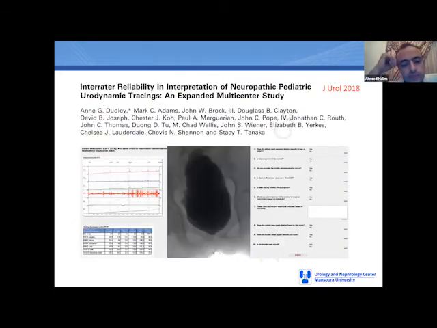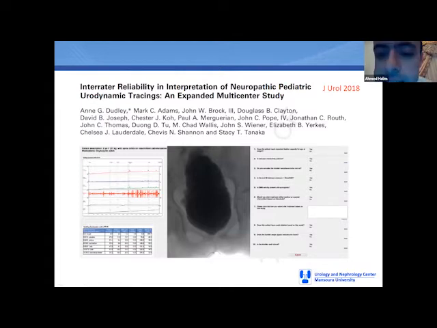This is an interesting study that was published some years ago in the Journal of Urology. Again, this came from the same group, the CDC National Spina Bifida Registry. They sent 20 clinical scenarios of patients with spina bifida, along with the urodynamic tracings and pictures from the video urodynamics, to 14 experts from 7 of the participating centers, along with questions on how those experts would interpret the urodynamics. They were asked questions like, do you consider this patient to have detrusor overactivity? Do you think that bladder pressure is safe?